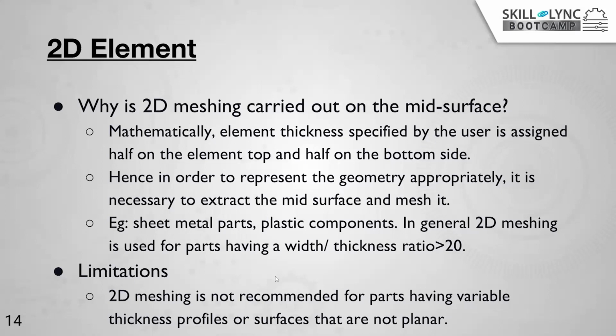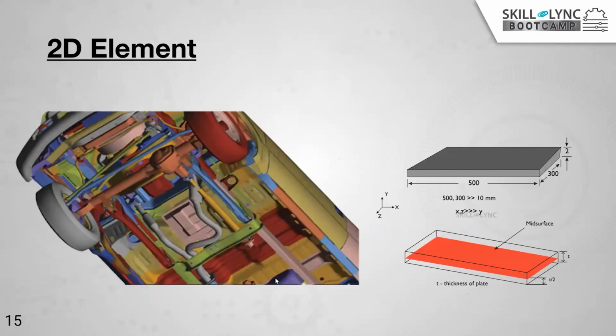As a thumb rule, a shell element is extracted when the thickness is consistent throughout and the width to thickness ratio is greater than 20. Now, what are the limitations of shell meshing or 2D meshing? It is not recommended for parts having non-uniform thickness profiles.